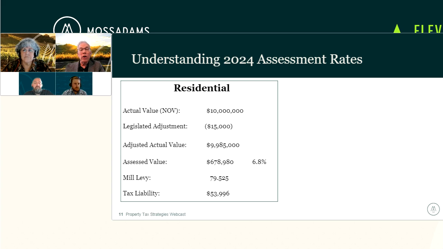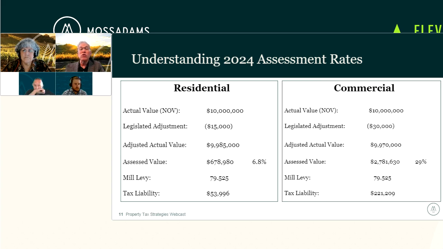Now, if I have a commercial property and the assessor says it also is worth $10 million, you do the calculations, and I end up paying $221,000, or more than 4 times that of a residential property. And keep in mind that residential property can be an apartment complex. It can be an assisted living facility. And so if I have an office building, a retail property, or a hotel, I'm going to pay significantly more because of my assessment ratio.